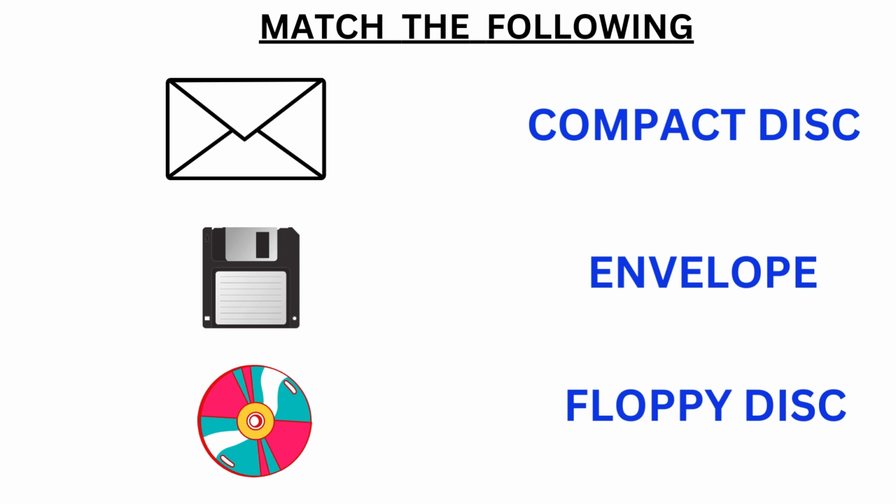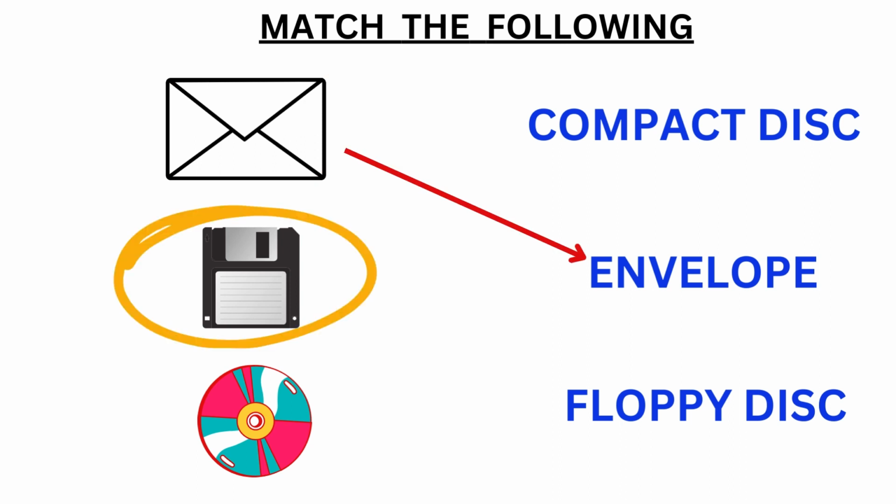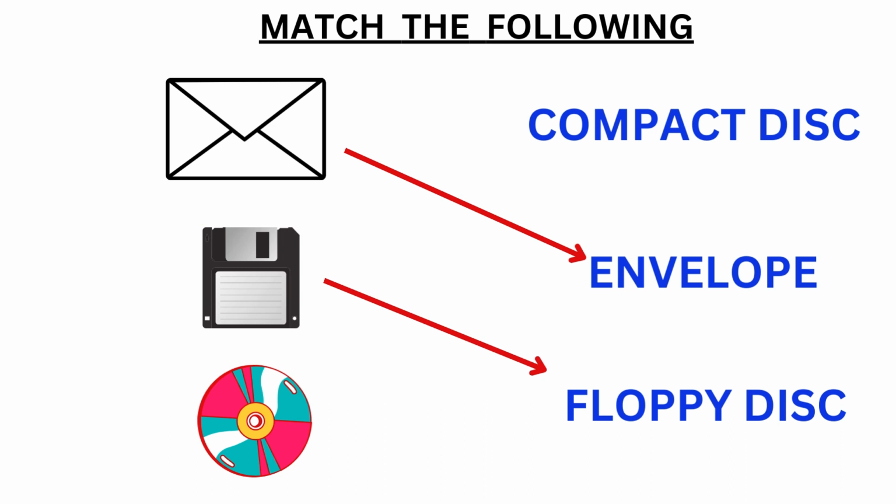We have pictures of a CD, a floppy disk, and an envelope. Our job is to match each picture with its correct name. Which one matches with the flat paper-like object? It's the envelope. What about the square-shaped object with a little hole in the middle? It's the floppy disk. Which one do you think matches with the picture of the round shiny disk? It's the CD, compact disc.